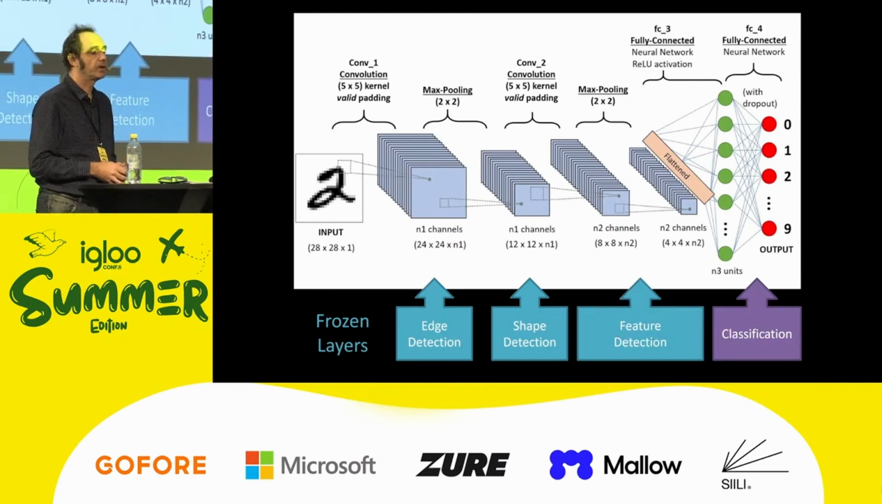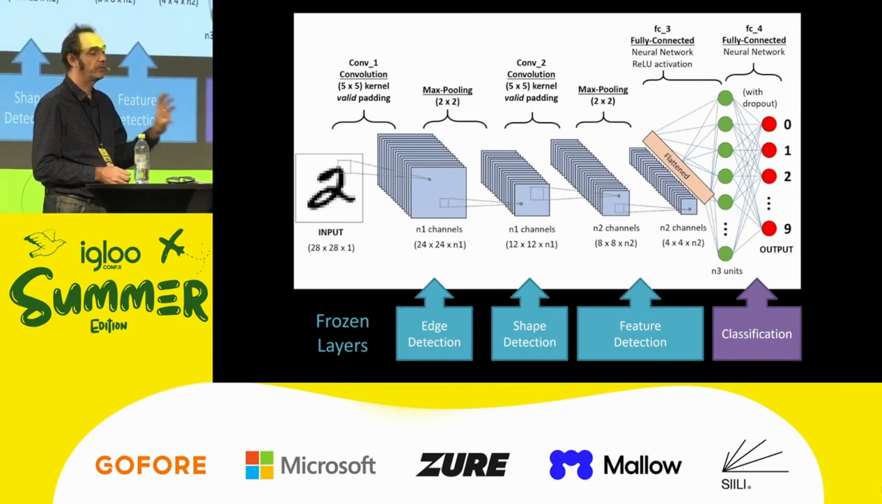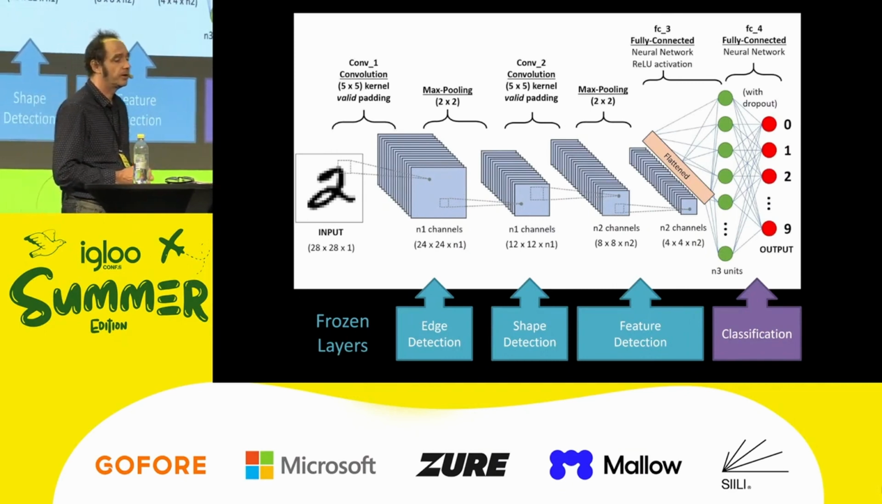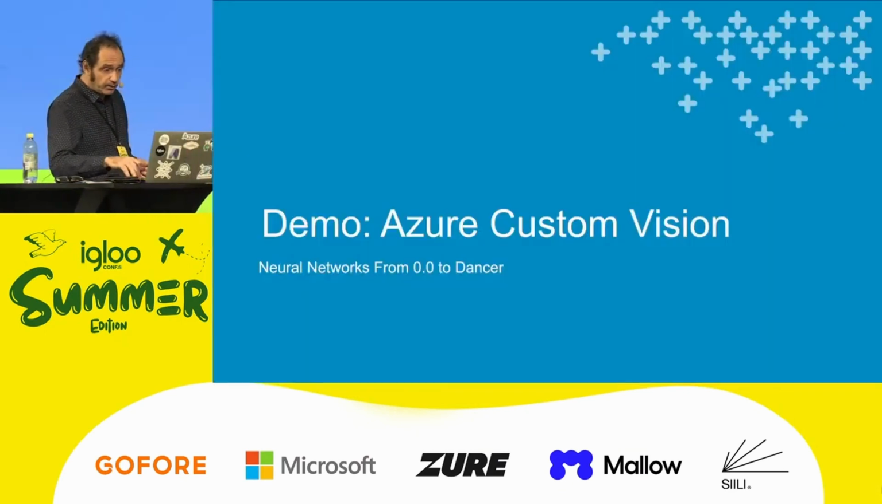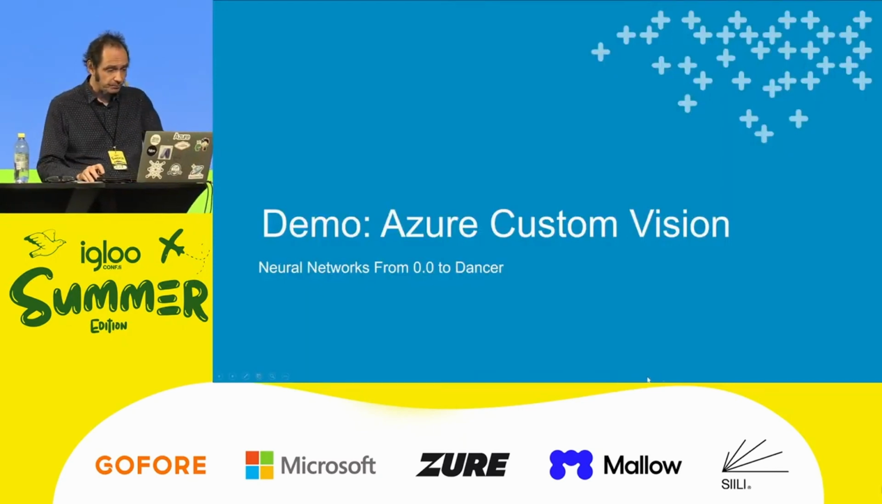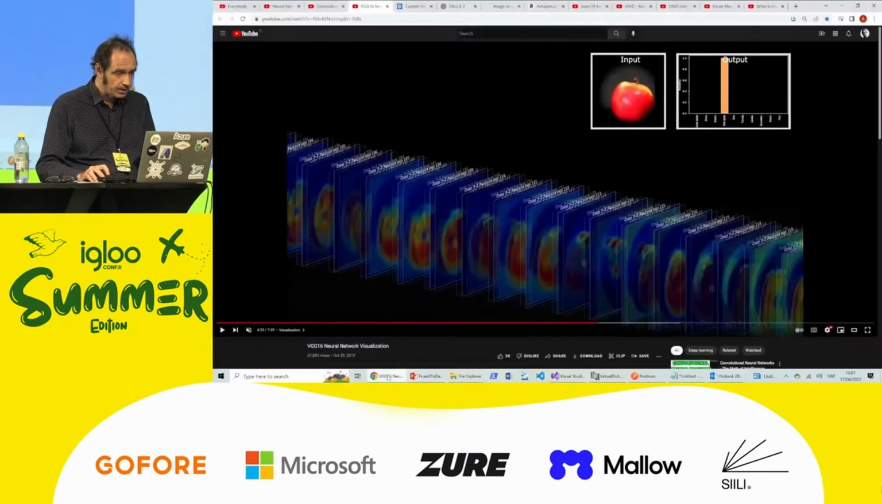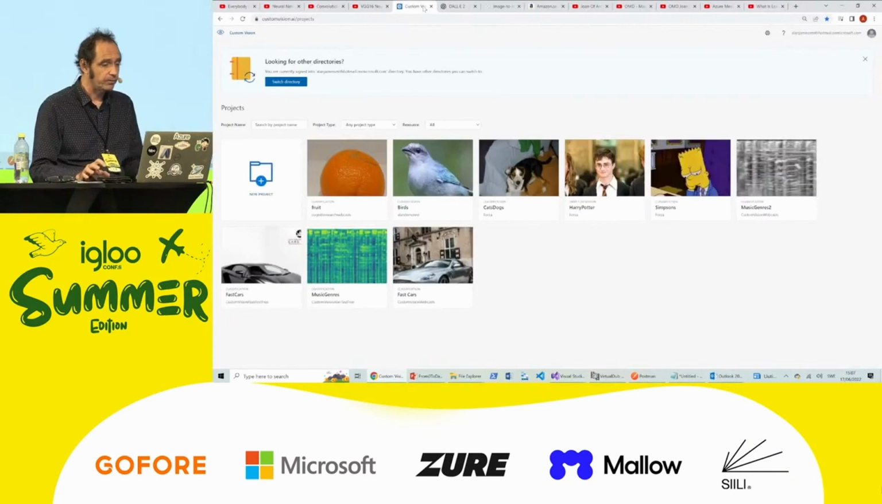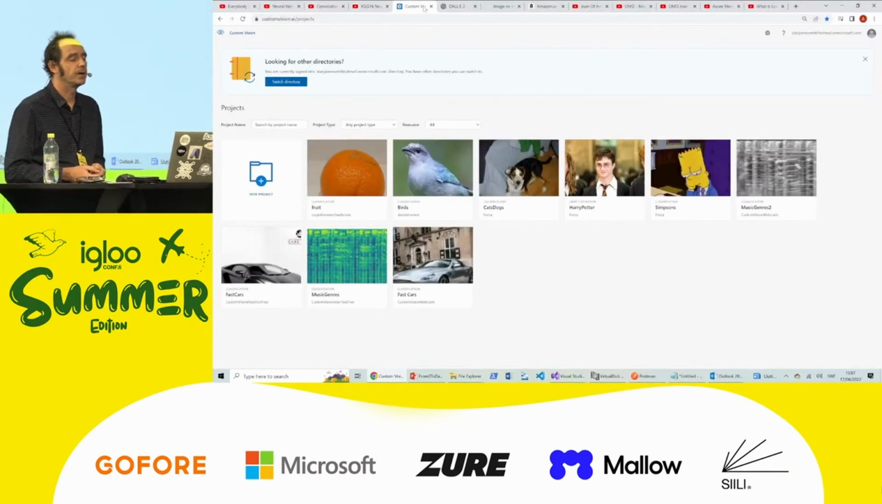Only train the classification layer, keep everything else, edge detection, shape detection, and feature detection, frozen. This is what they do. They do a fantastic job of it in the Azure Custom Vision service. So if we drop back to the portal into Azure Custom Vision, these are a few of the projects that I have been working with.